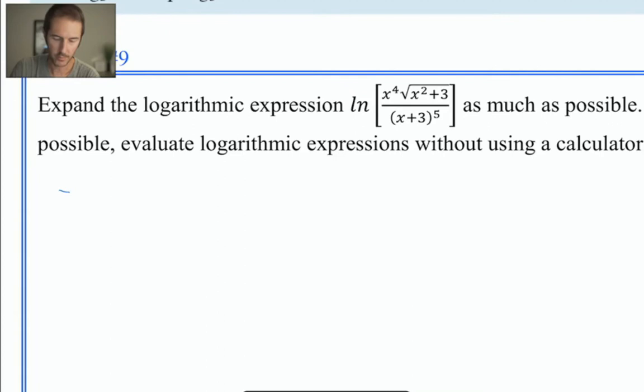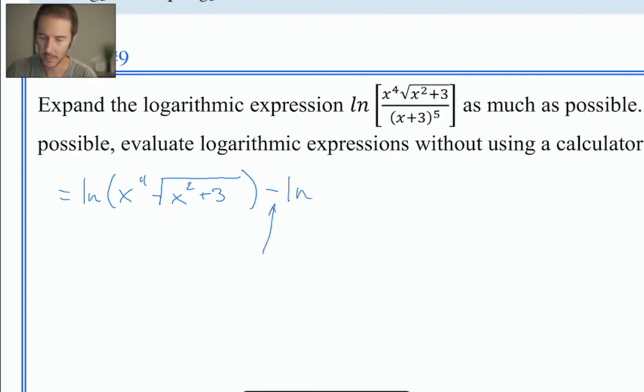So the first thing I'll do is say that my original expression is equal to the natural log of the numerator, x to the 4th power times the square root of x squared plus 3. And then there's the denominator. It gets its own logarithm, but in order to illustrate that it came from the denominator, it's going to be a negative natural log of x plus 3 to the 5th.